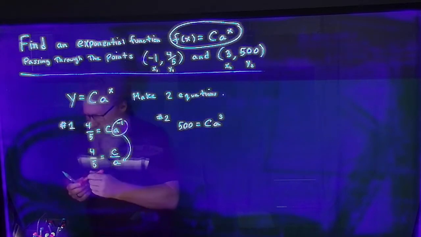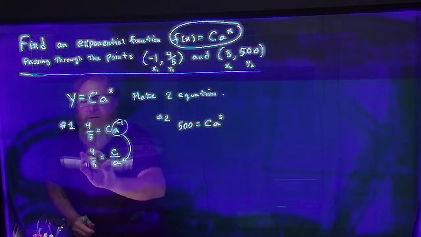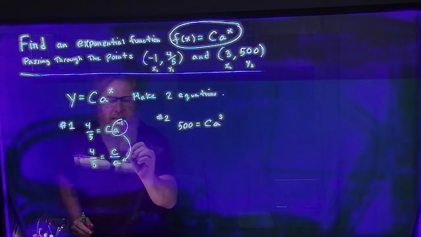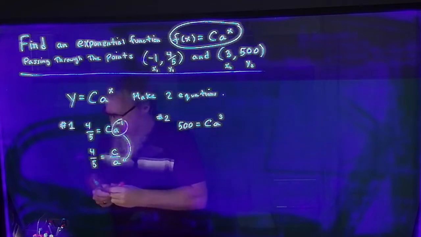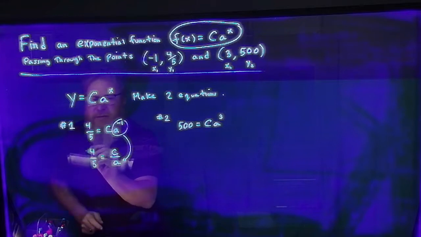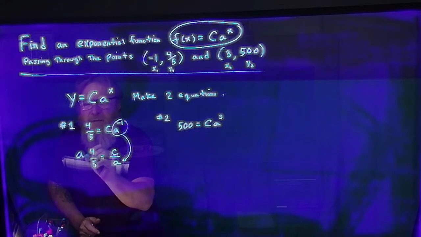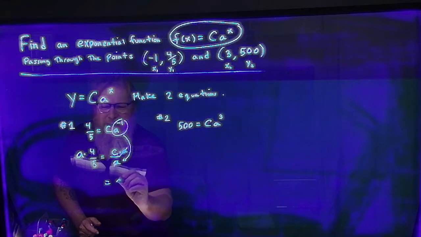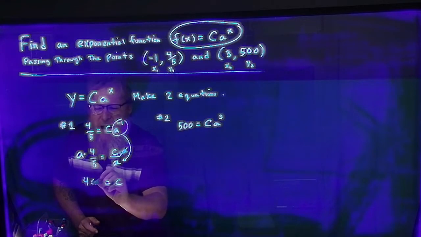That's not a very good color. Let's try this pink here. Multiply both sides by A. That's not showing up either, is it? So much for color. I'm going to use the same color. This is my favorite pen. So multiply both sides by A, and you're going to get C is 4A over 5.